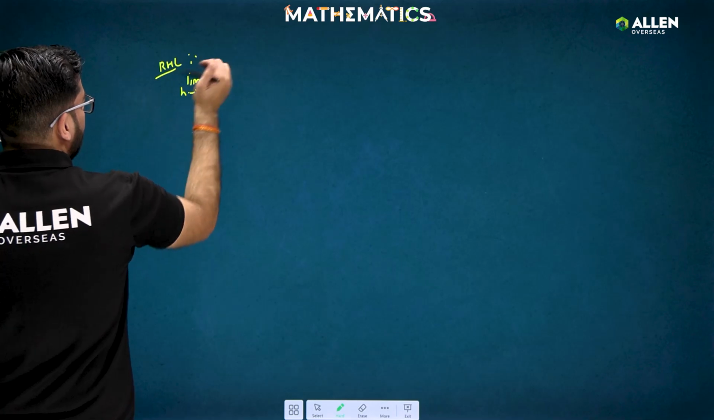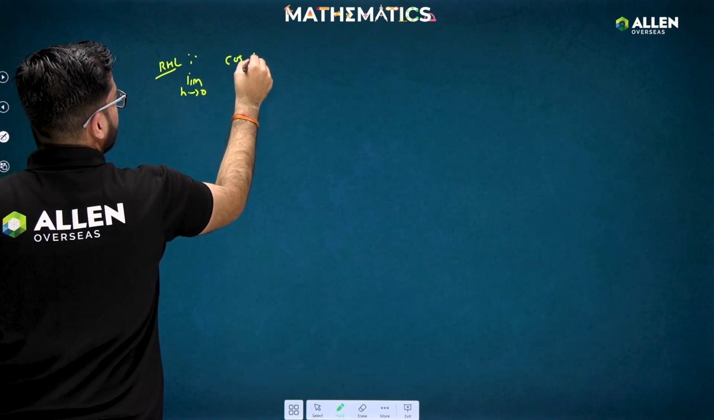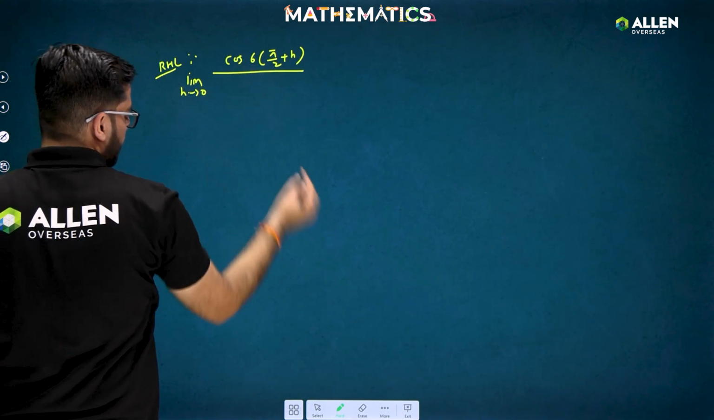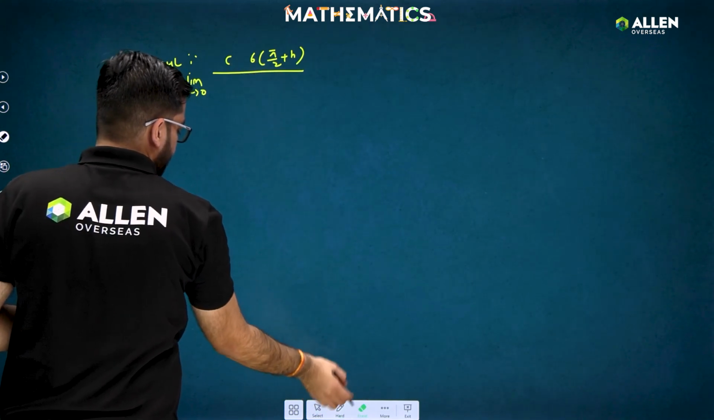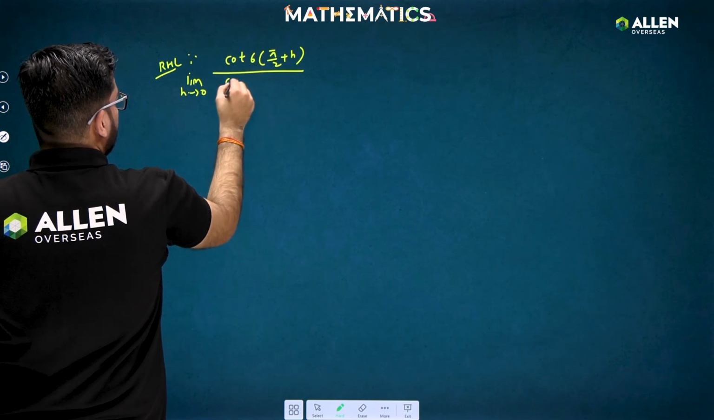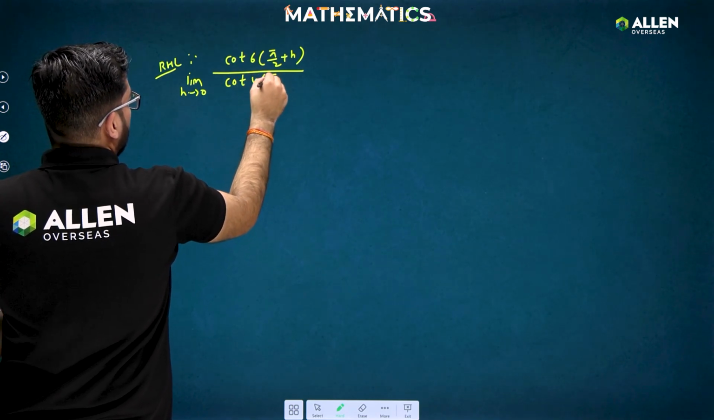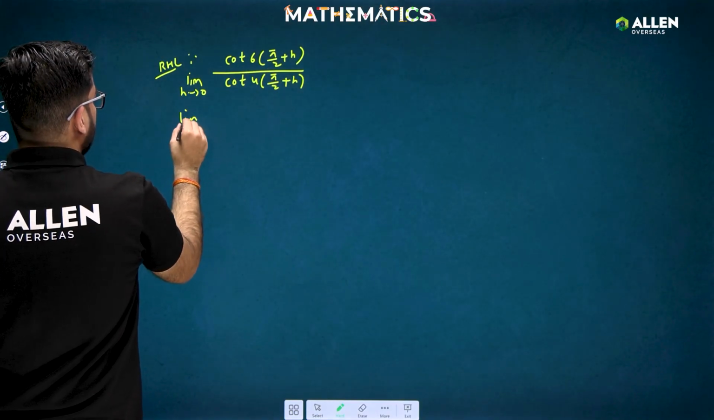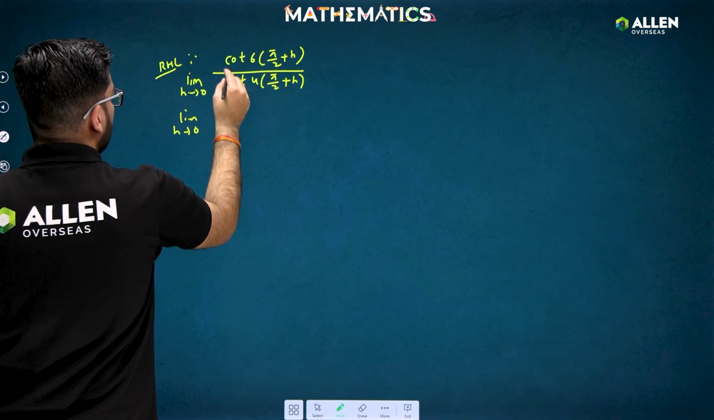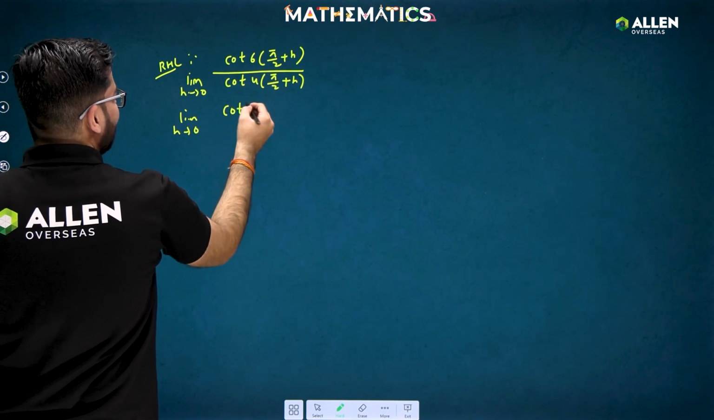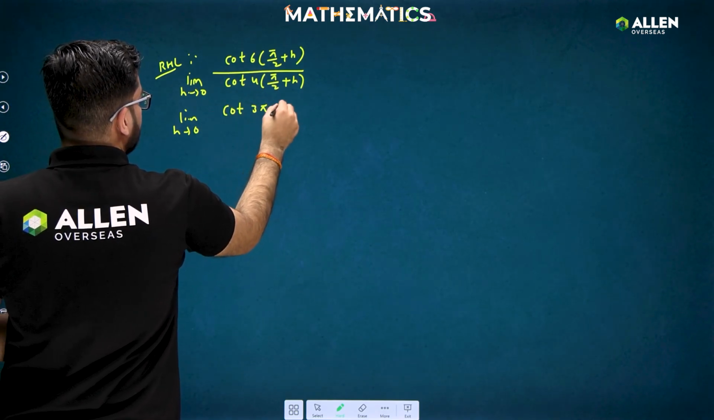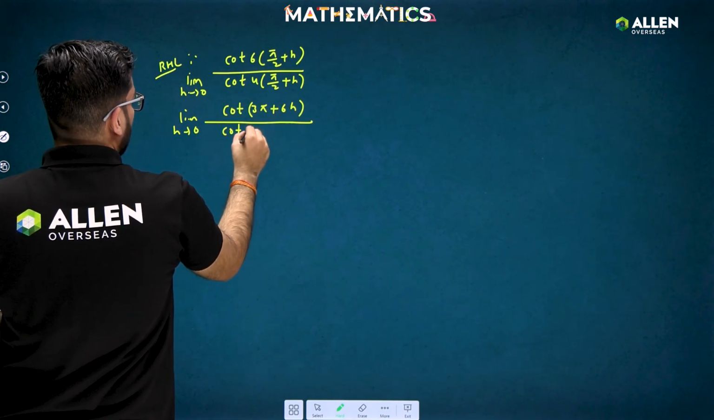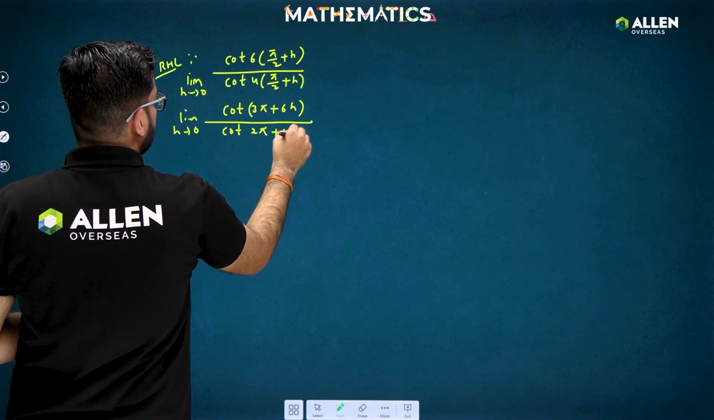So you can say cot 6 pi by 2 plus h, and similarly in the denominator there is also cot 4 pi by 2 plus h. So now further, when we write and simplify this thing, limit h tending to 0, you will get cot 6, that means 3 pi plus 6h, and here in the denominator also you have cot 2 pi plus 4 into h.